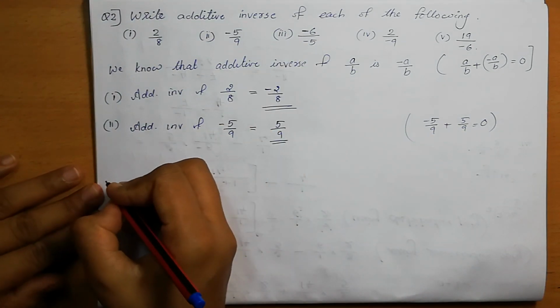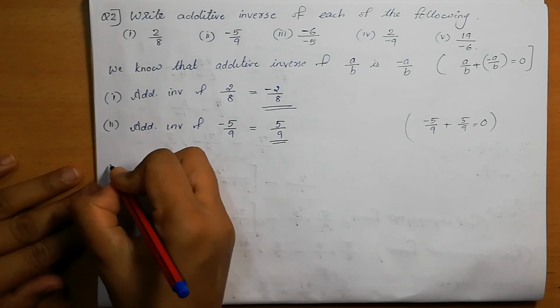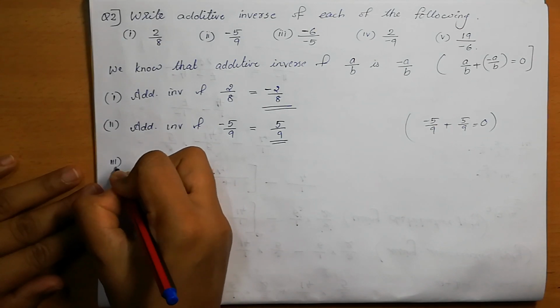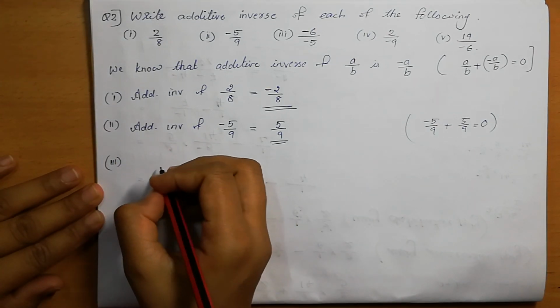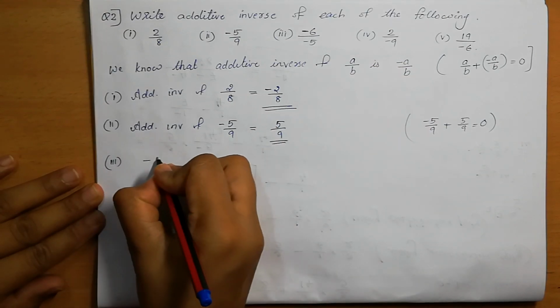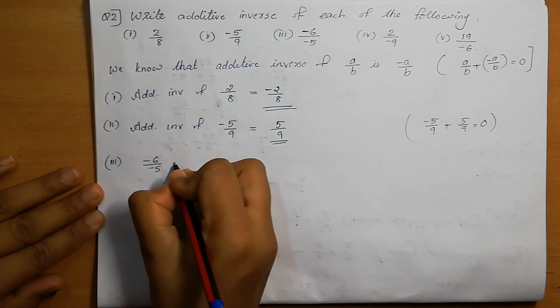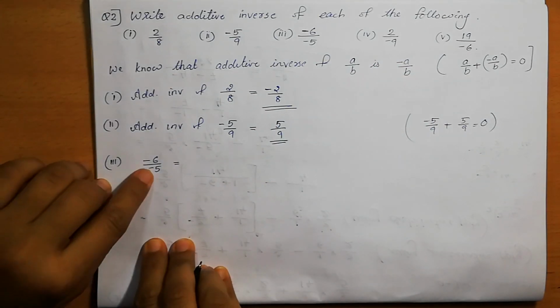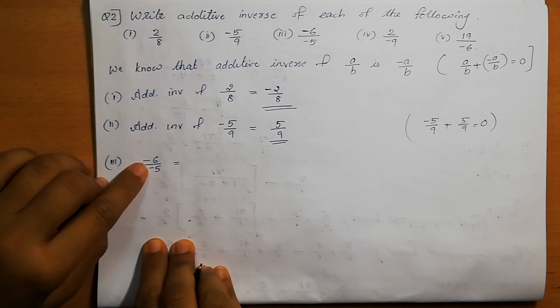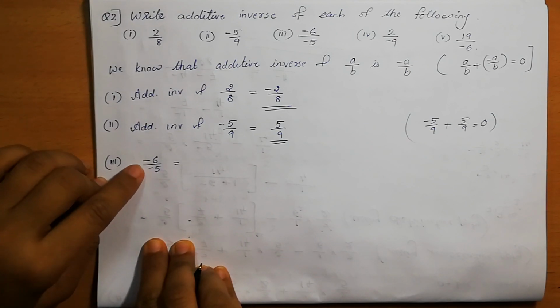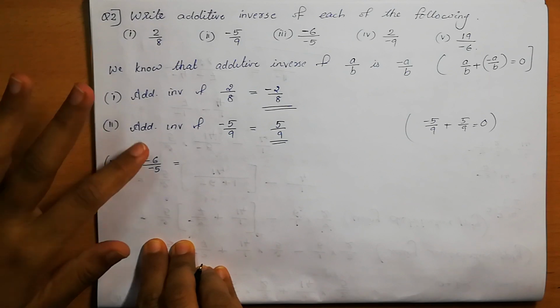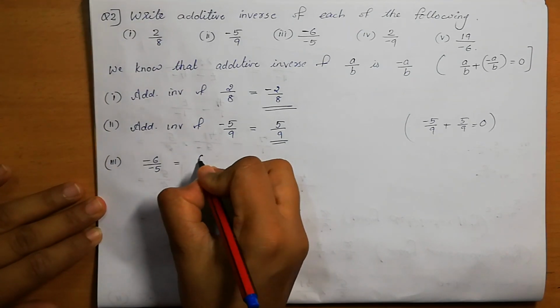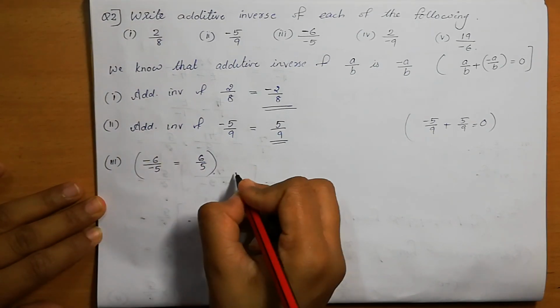Next additive inverse of minus 6 by minus 5. This one minus 6 by minus 5. That should be equal to what? Minus minus. In both the numerator and denominator minus is there, right? Minus by minus is plus only. Minus minus cancel, right? So 6 by 5. Minus 6 by 5 we can write as 6 by 5.